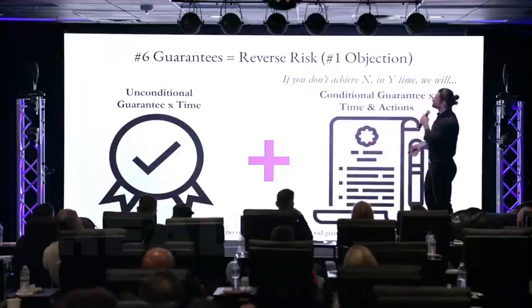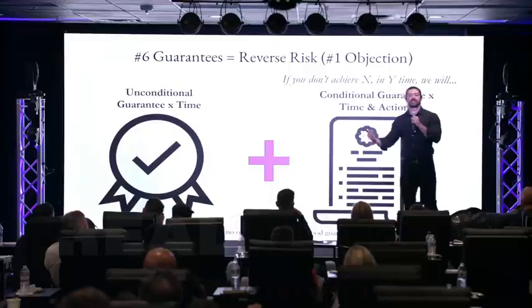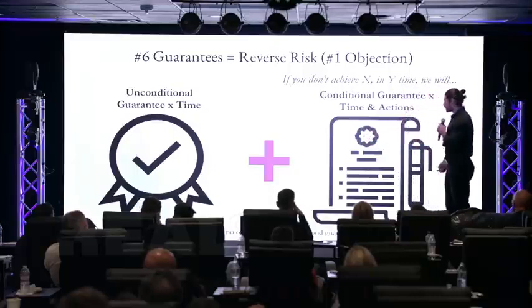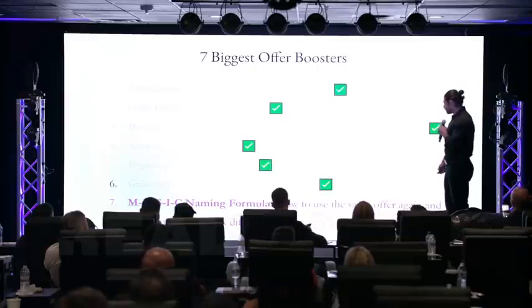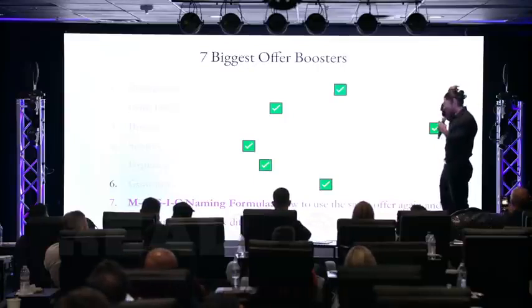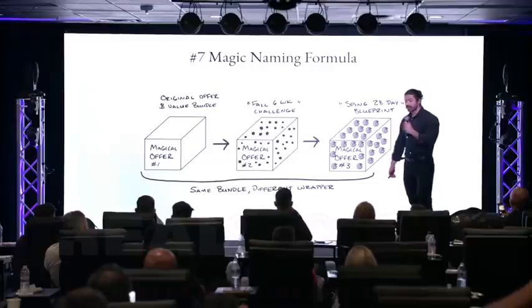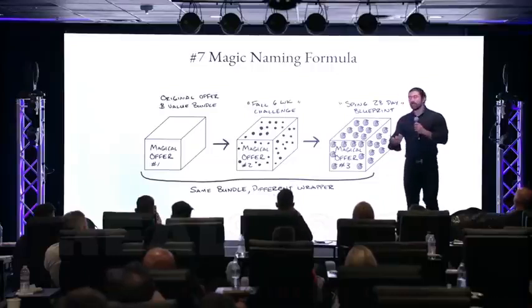And so when we stack these things, you can massively increase the closing percentages for the team and make the offer more compelling from a marketing perspective. Last one. Okay, magic naming formula. So how to use the same offer and rename it, reskin it over and over again. This is especially important if you're in local markets.